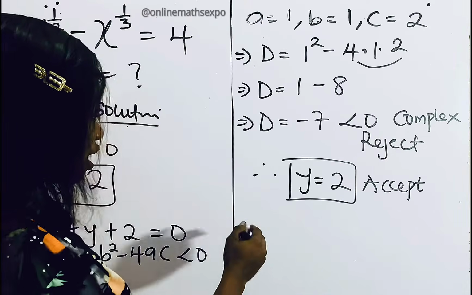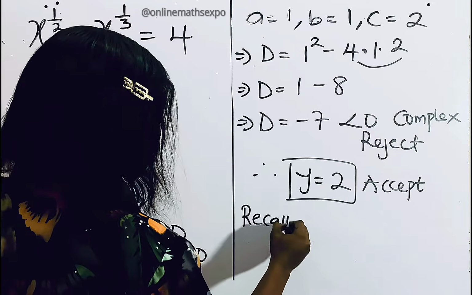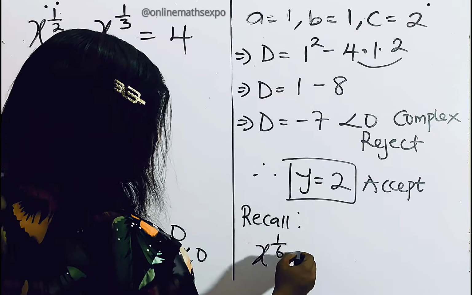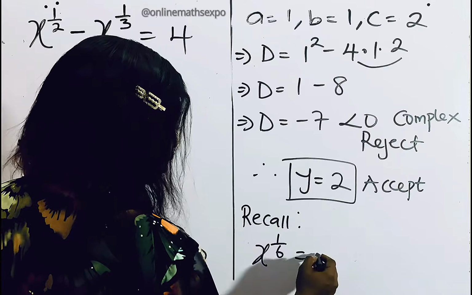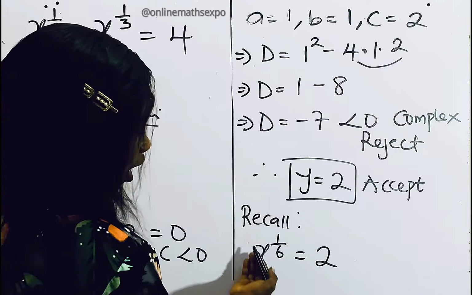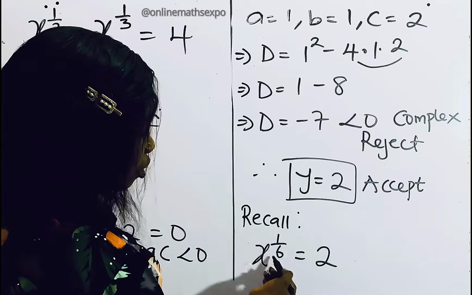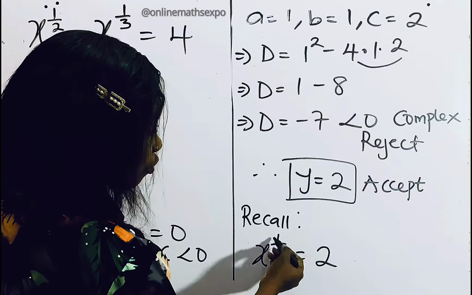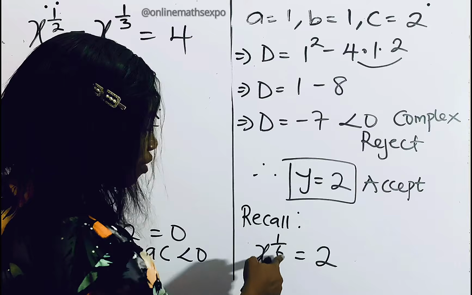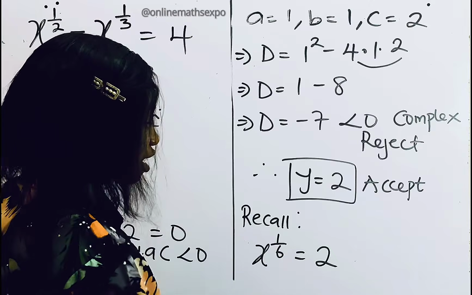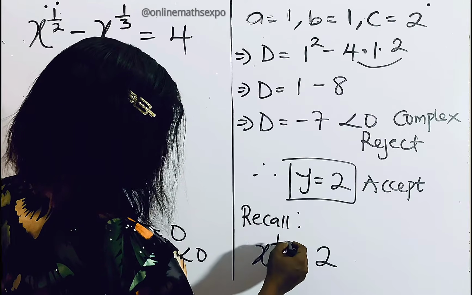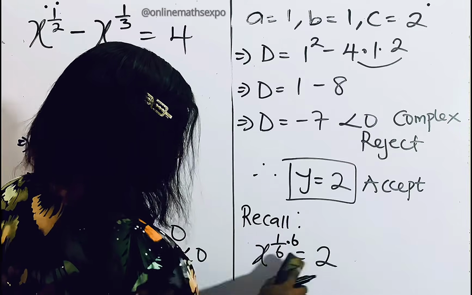But we need to recall we made a statement earlier. We said that x to the power of 1/6 is equal to y. And our y is now 2. So we are going to get the value of x, and to do that, because this is a fraction power, to remove this fraction at the power, you just need to use the inverse. And the multiplicative inverse of 1/6 is 6 over 1. So we are going to multiply each side by 6 over 1.